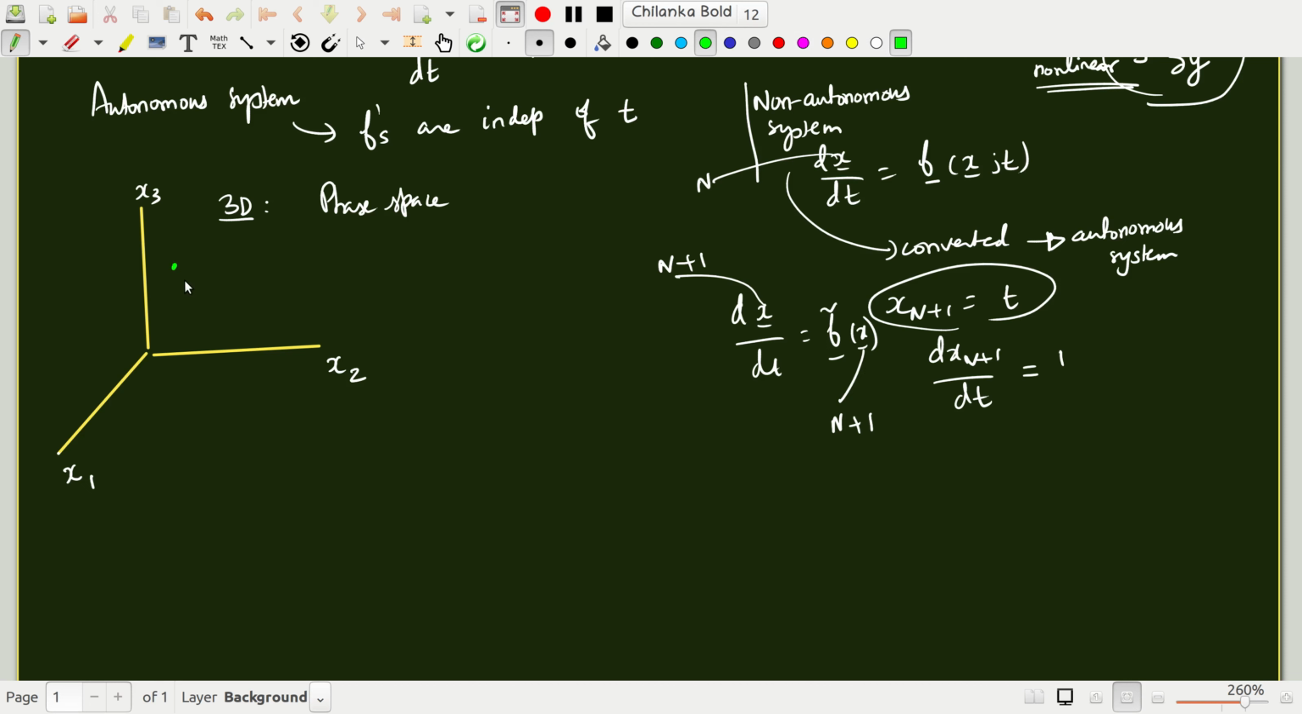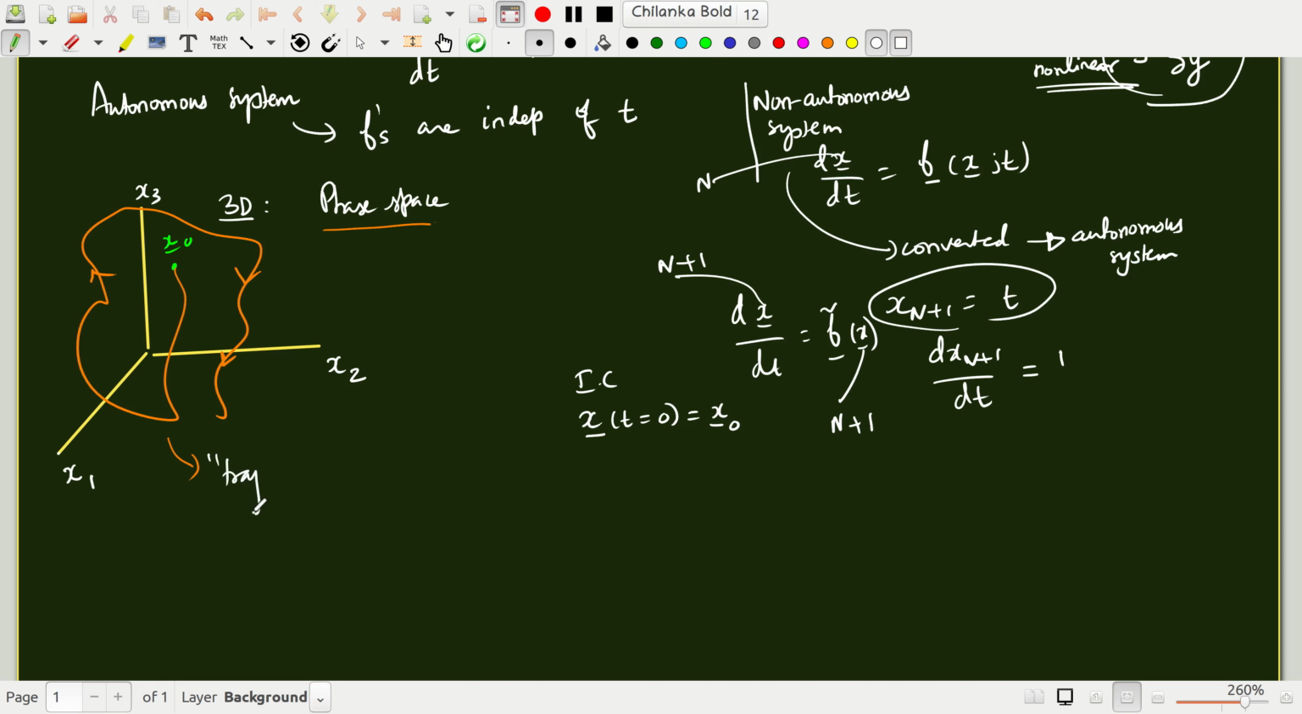Now if you give some initial condition, in order to solve a system of ordinary differential equations, you need to define the initial conditions. The vector x at time t equal to 0 is some point in the n-dimensional or three-dimensional space, x naught. So this is that x naught. Now this x naught will of course evolve as a function of time as you solve this differential equation, in some complicated fashion. And this is called the trajectory of the solution in the phase space. This is called a phase space trajectory.